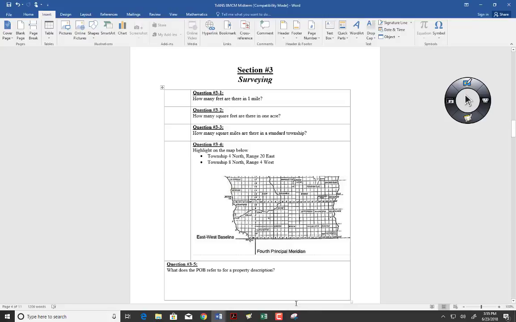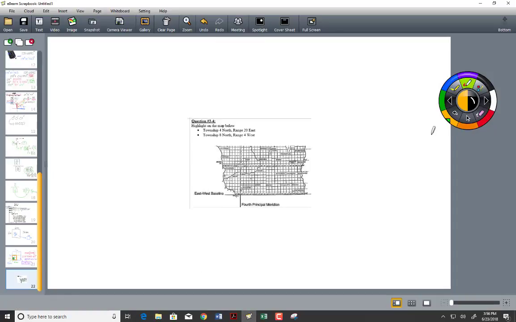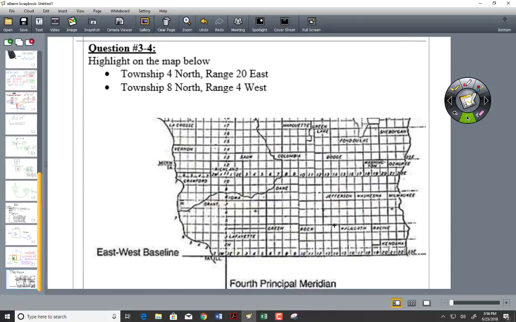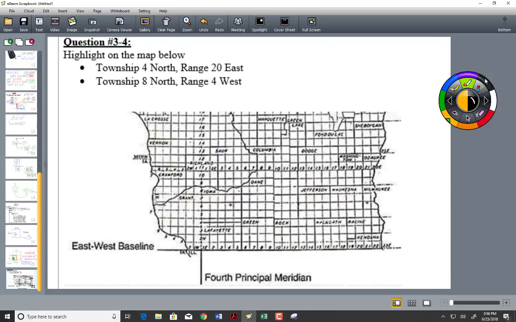So right here, here's a map of our sections. There's our 4th principal meridian, our east-west baseline. These are 2 things that define the state of Wisconsin survey-wise. The 2 lines that define our section, all of our coordinates in the state of Wisconsin, is the 4th principal meridian and the east-west baseline.